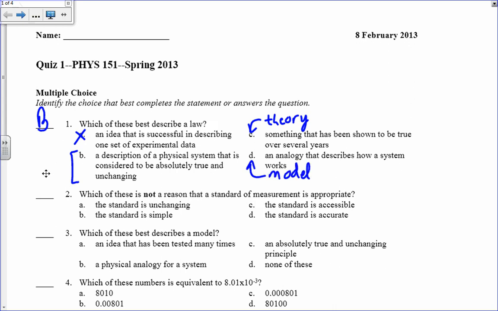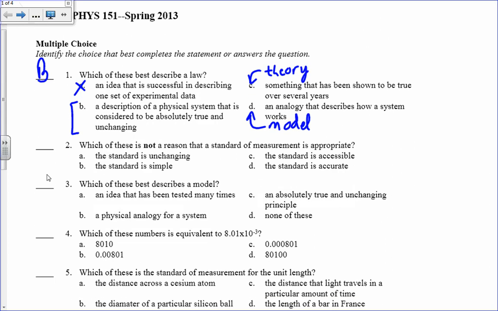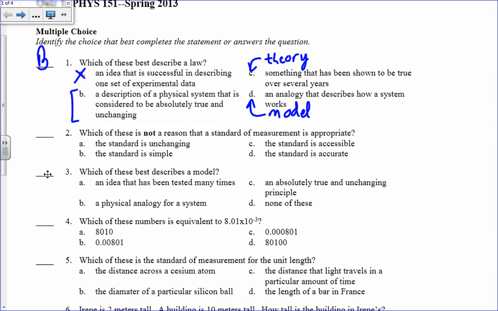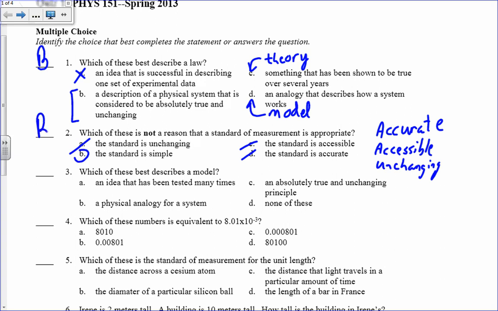All right. Which of these is not a reason that a standard of measurement is appropriate? Remember, there are 3 reasons. It has to be accurate, it has to be accessible, and it has to be unchanging. All right, so unchanging, accessible, and accurate, those are reasons, so those aren't the answers. But it doesn't have to be simple necessarily. And in fact, most of the standards aren't that simple. So the answer is B.